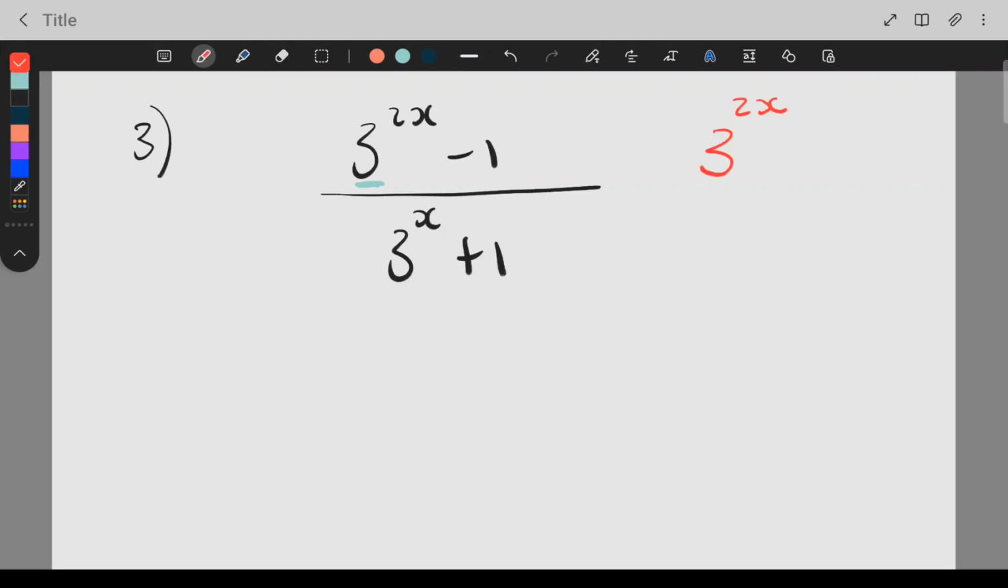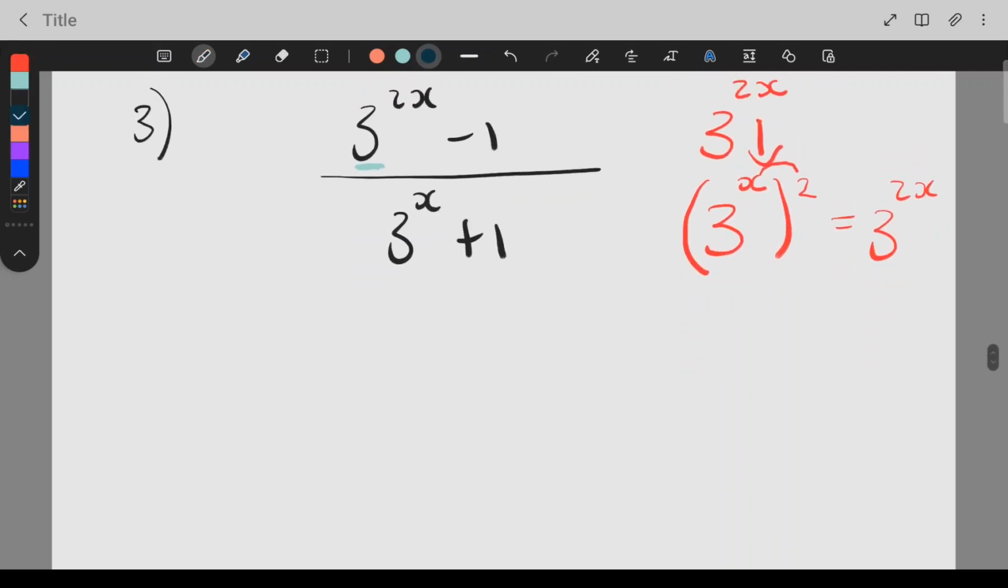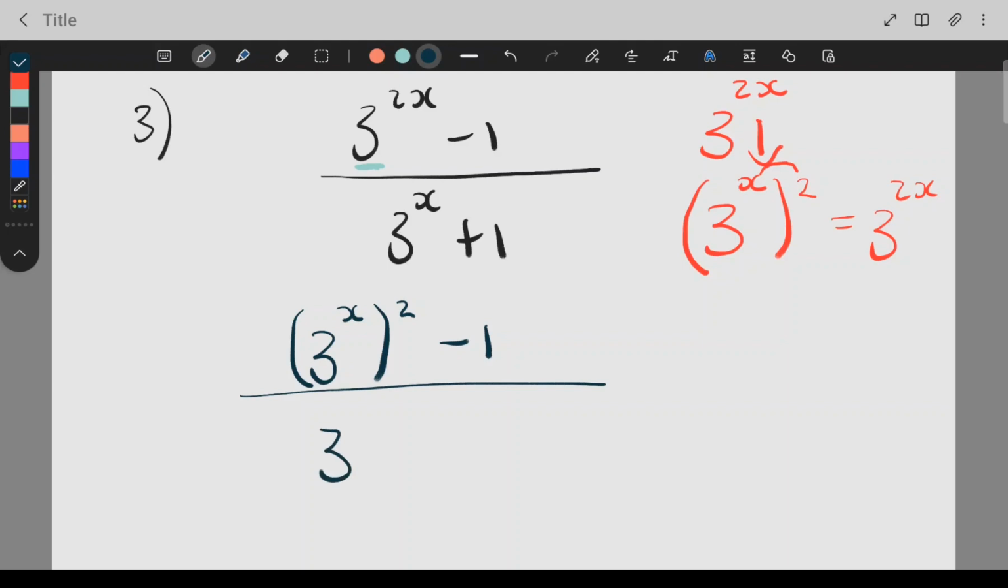3 to the 2x is exactly the same as 3 to the x, to the 2. This is exactly the same thing because a power to a power, you would multiply this and the answer is 3 to the 2x, which is this. So this can be written as this. Okay, let's do that. So that's a tip. This is 3 to the x, everything to the 2, minus 1 over 3 to the x plus 1.